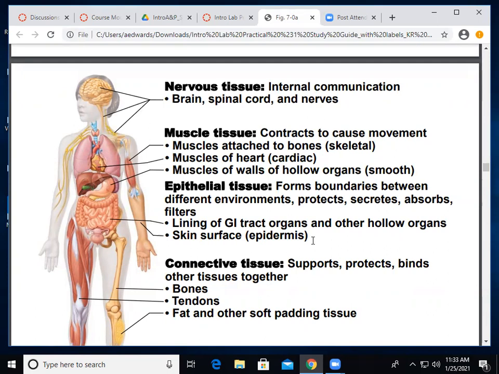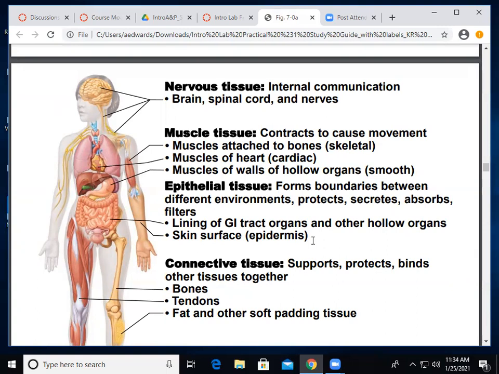What's the function of nervous tissue? Well, it's internal communication, right? From your brain, spinal cord, and nerves. It tells your body what to do. We have muscle tissue, right? And what does muscle tissue do? Well, it contracts. And why is that important? Because contraction causes movement.